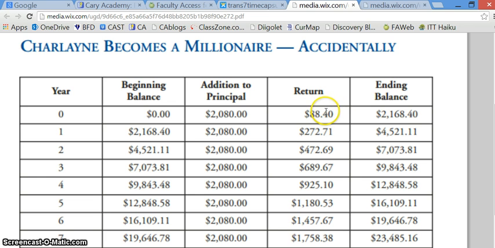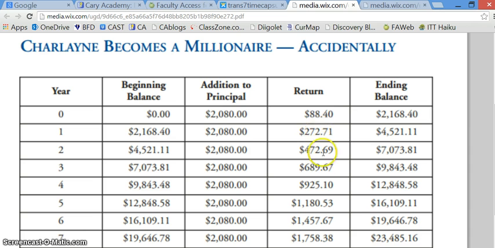So we continue on to year 2, and we see the same thing happening. The ending balance becomes the beginning balance. She adds $2,080 to the principal. So she ends up with approximately $6,500, and then the return is based on the $6,500, and then all that's added together to give the ending balance of approximately $7,000. And you can see this growing and growing.